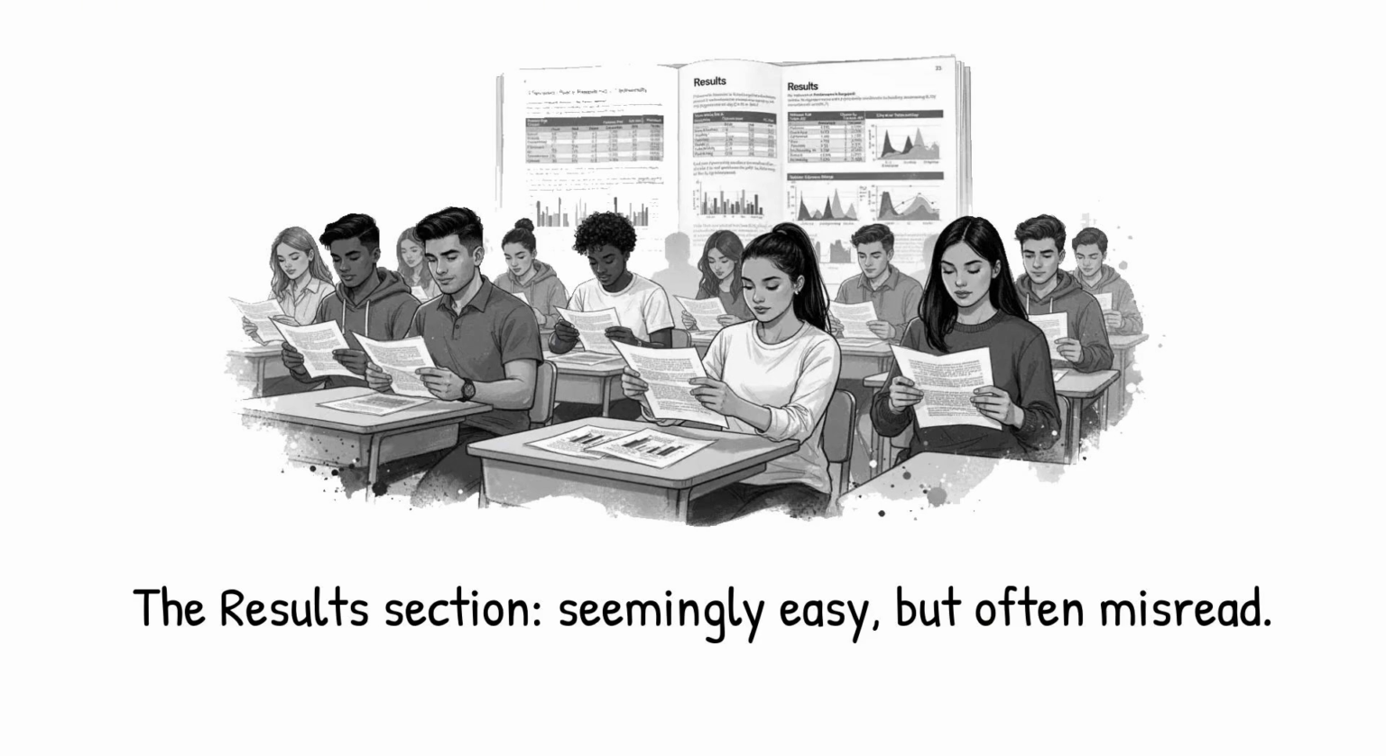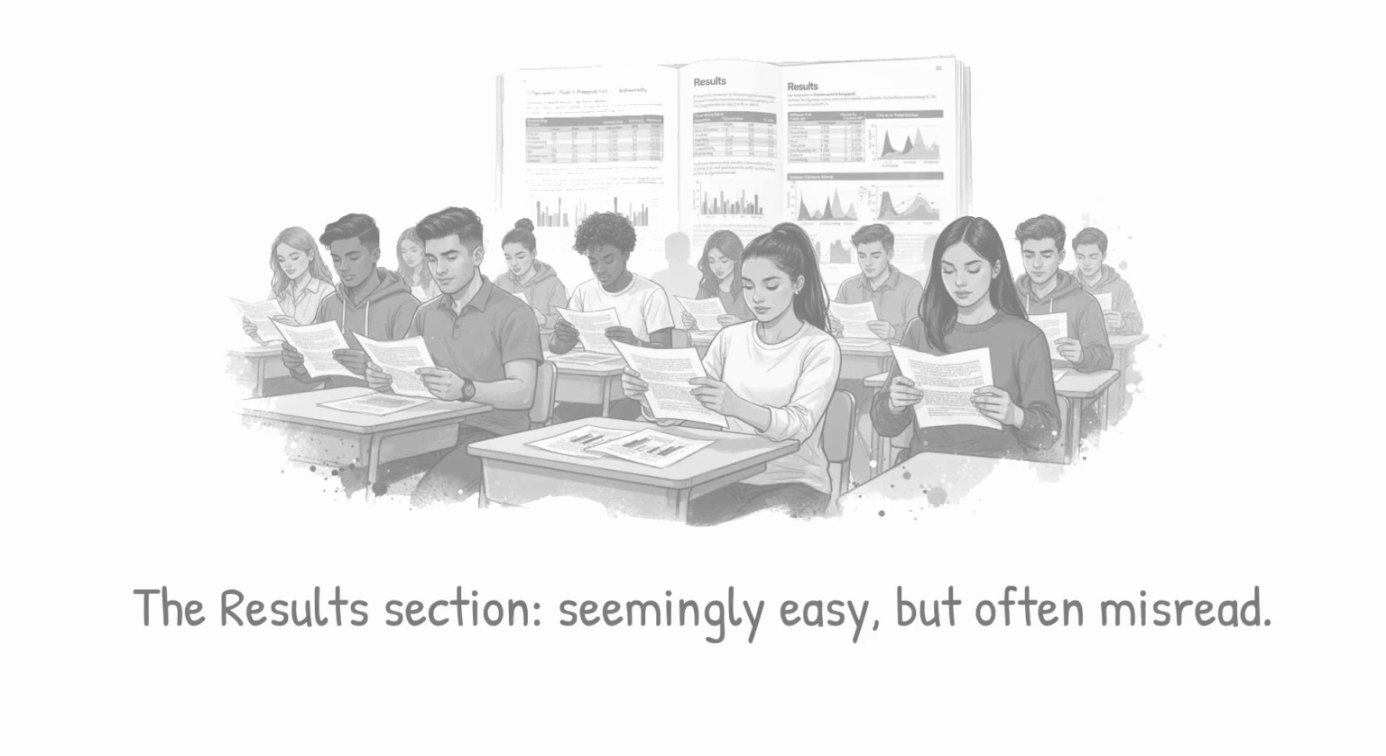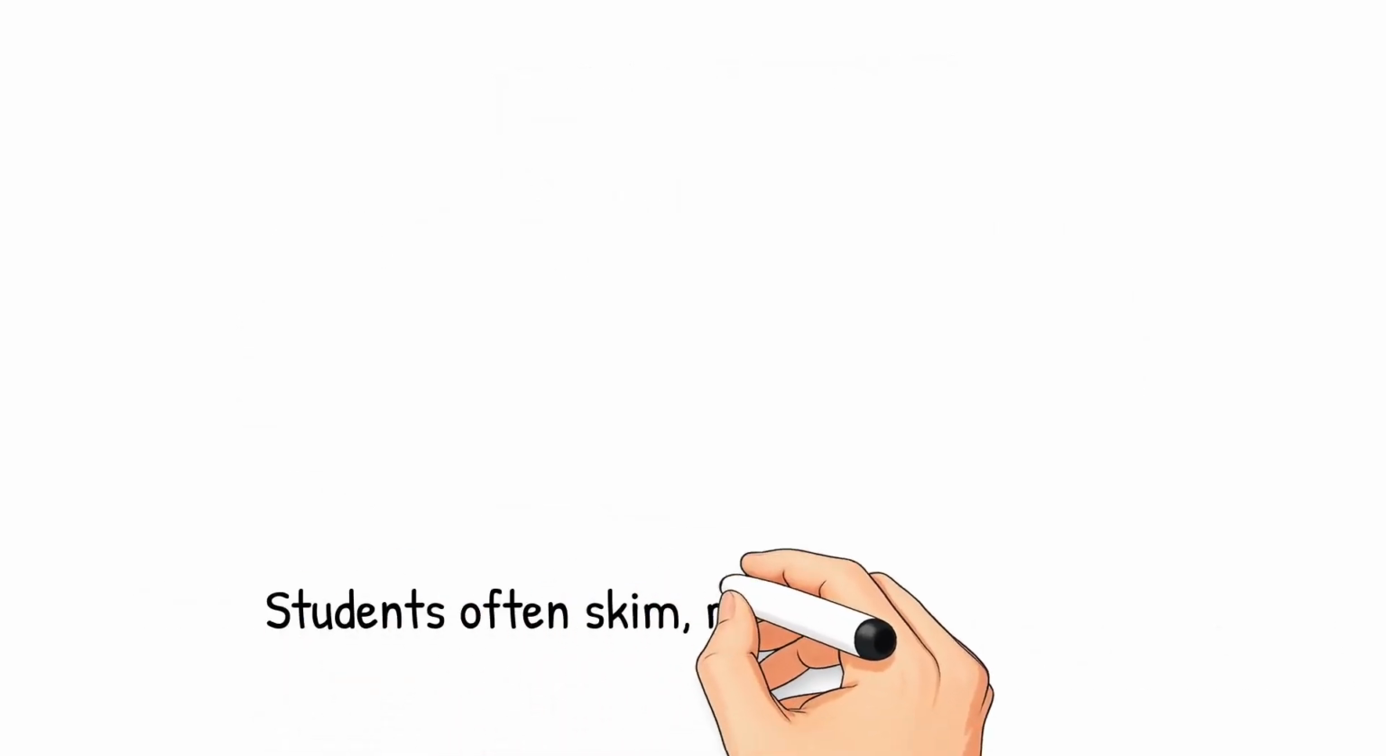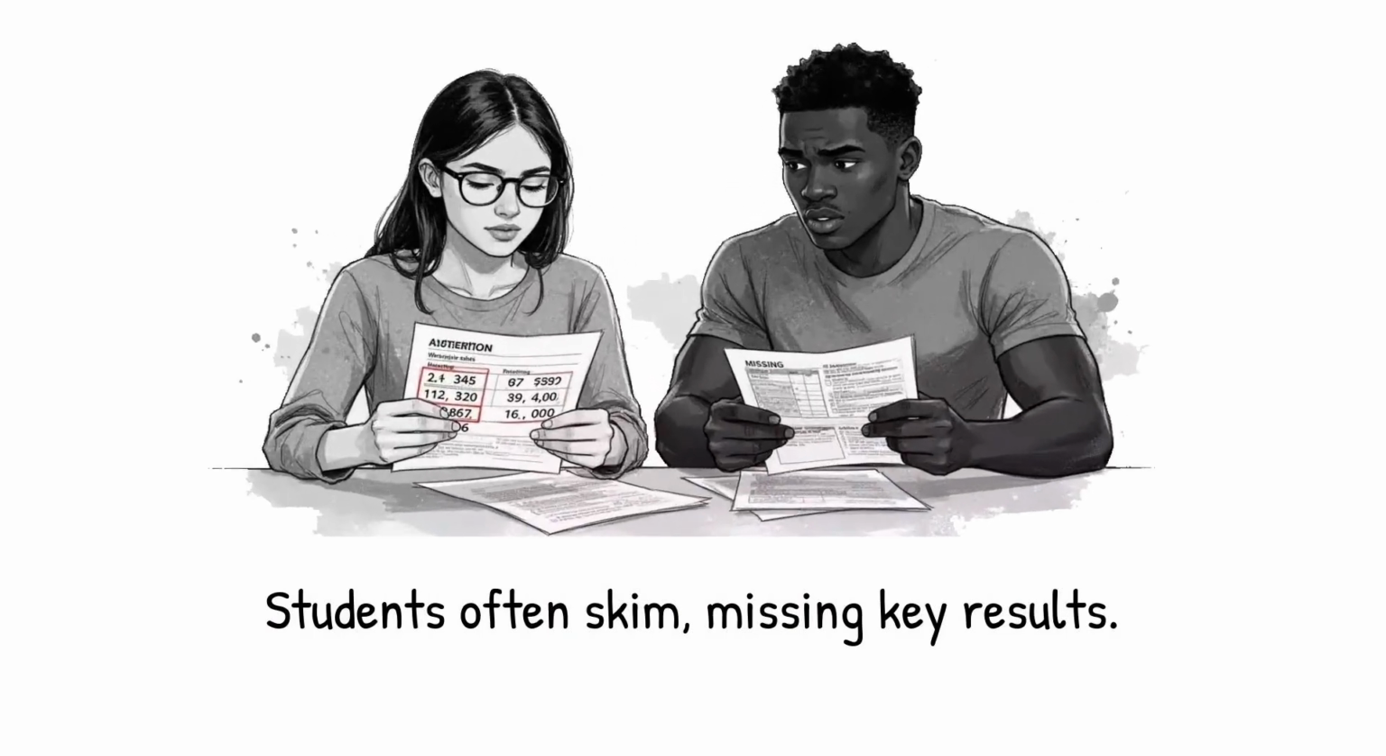Here's the problem. The results section is the most commonly misread section in the entire paper, not because it's complicated, but because it's deceptively simple. Students skim past tables. They glance at the abstract summary number and assume that's the whole story. They almost never notice when a result is quietly missing.